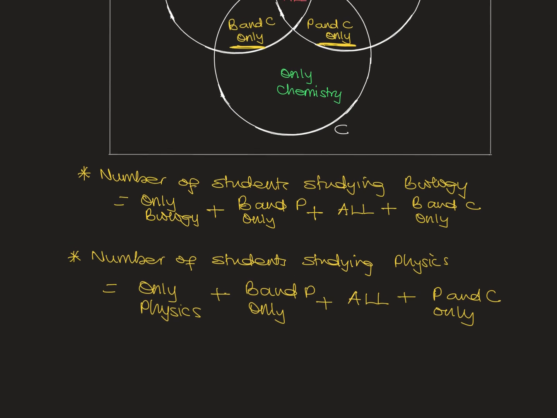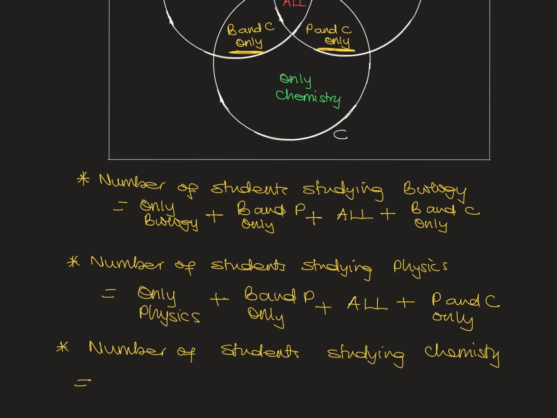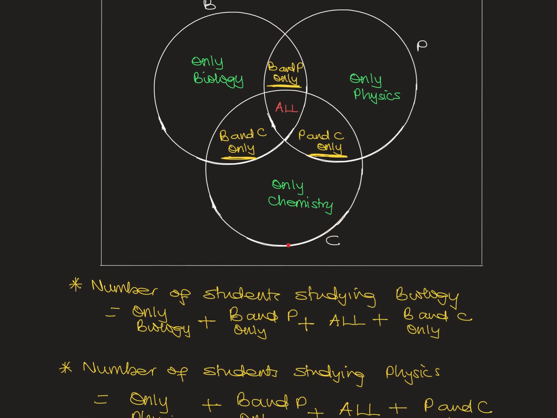Yeah. So if we want to know the number of students studying chemistry, what will that be? The number of students studying chemistry, this circle is for those studying chemistry. It is going to be those studying only chemistry, plus those studying physics and chemistry only, plus those studying all the three subjects, plus those studying biology and chemistry only.